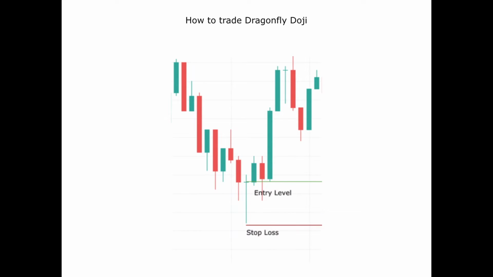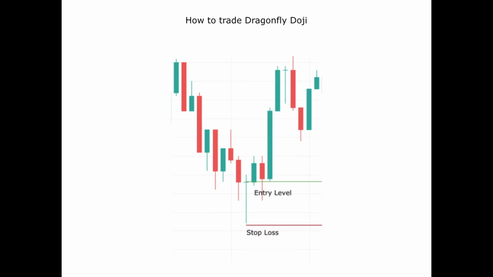To trade the Dragonfly Doji is straightforward. Step 1. Wait for confirmation. We must wait for the candlestick formation to be completed by waiting for it to close. Step 2. Place an order on the high close of the Dragonfly Doji candlestick or open a market order once the candlestick has closed.